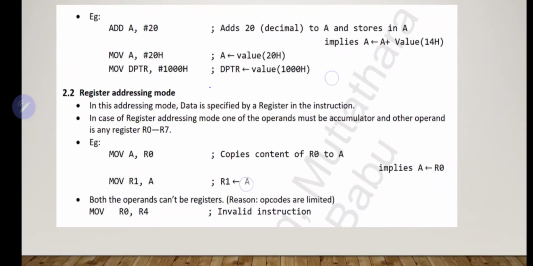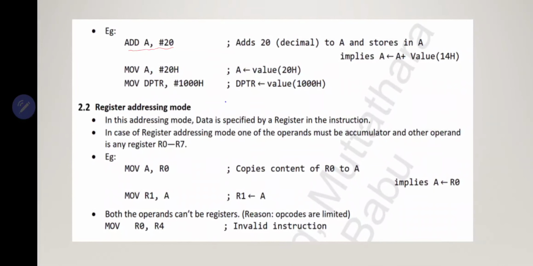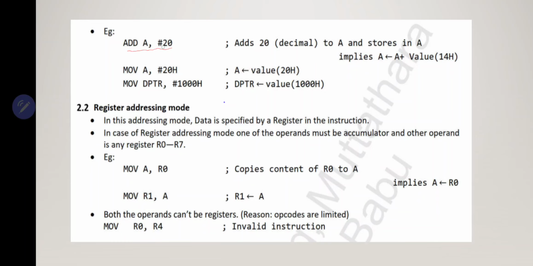This is an example for immediate addressing mode: ADD A, #20. In immediate addressing mode, to show that it is data and not an address, we use hash. So hash means here it is the number 20. The data in A, that is the accumulator, is added with the number 20. ADD 20 decimal to A and store in A, that is A plus value. So the 20 decimal value is added to A and the result is stored in A.